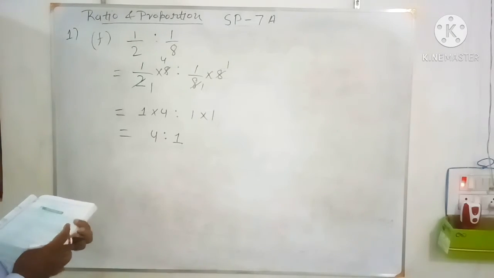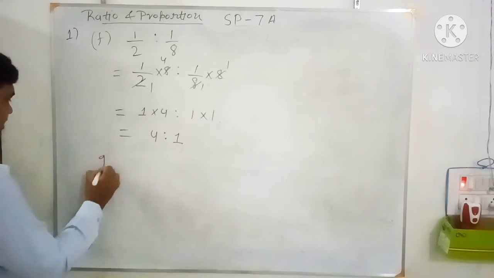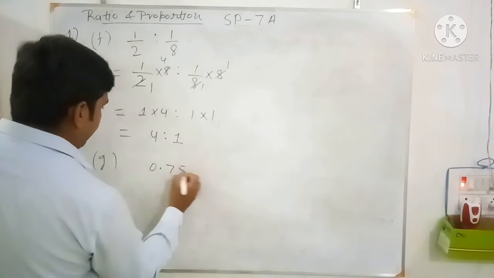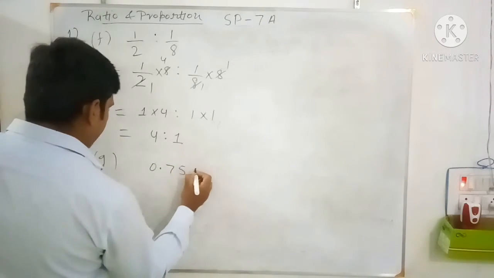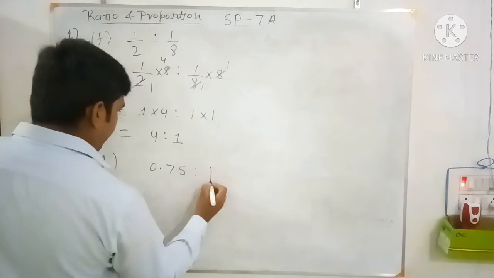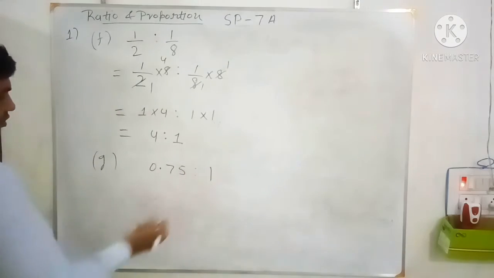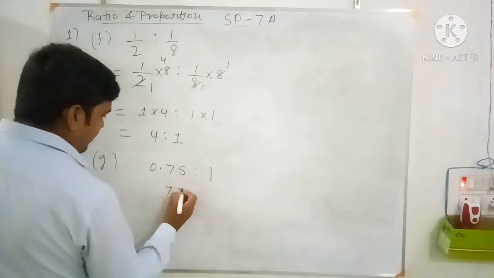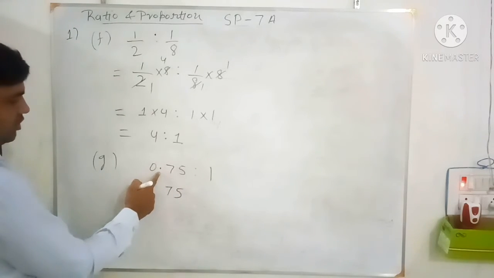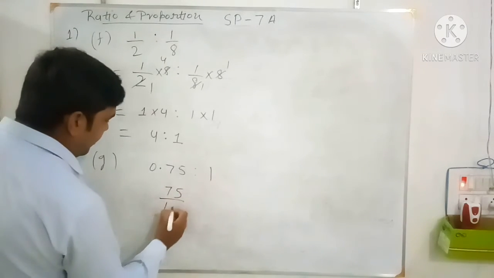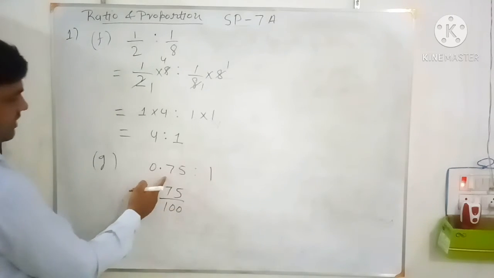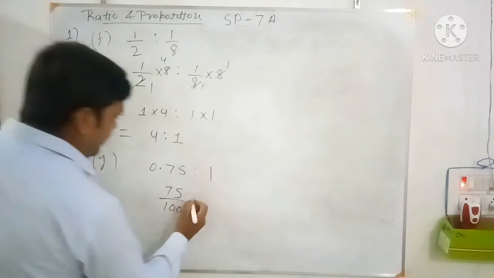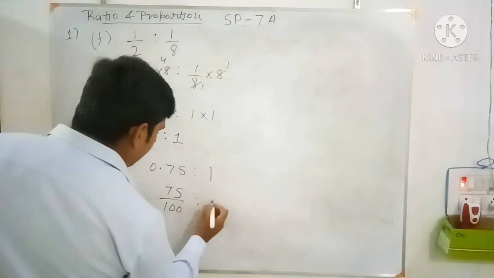Similarly, you can do G. In G, what is there? A decimal number, 0.75 is to 1. So convert this decimal into a fraction. How can you do that? To remove this decimal, 0.75 can be written as 75 by 100. The place value of this 7 is 10 and 5 is 100. So 0.75 can be written as 75 by 100 is to 1.